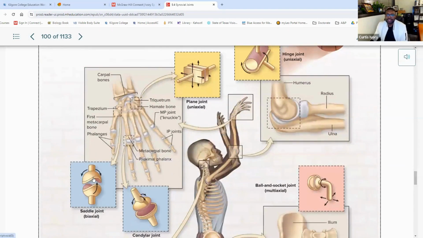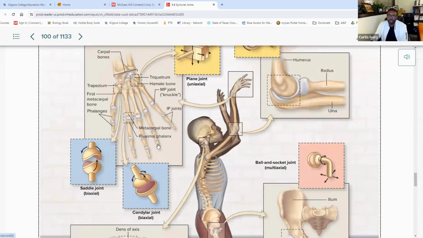You can have what's called a saddle joint, or a biaxial, which means there is some movement. Think about if you're in a horse's saddle, you can move left to right in that saddle, and you can also move front and back in that saddle. A good example is our thumb. If we take our metacarpal, it can move frontward, backward, and side to side. That would be a saddle joint, because just like you're in a horse's saddle, you can move side to side and front and back.